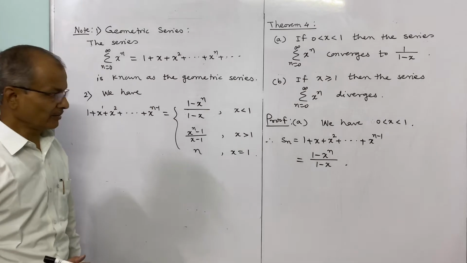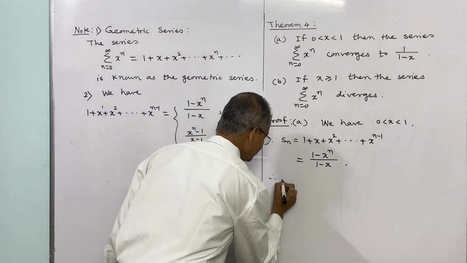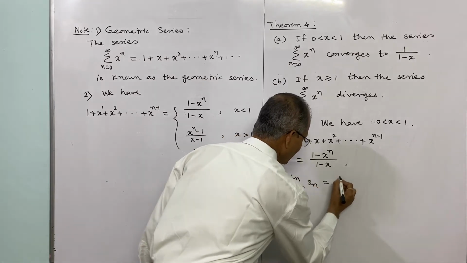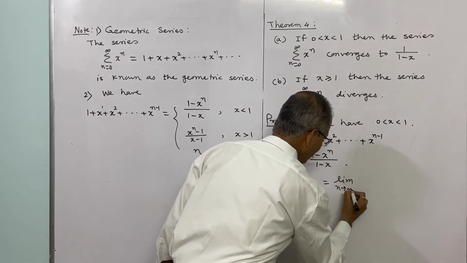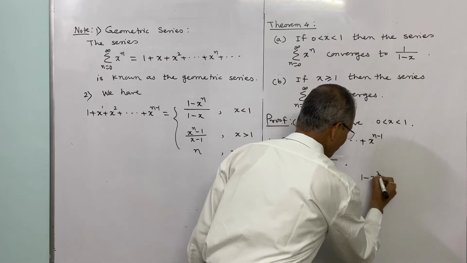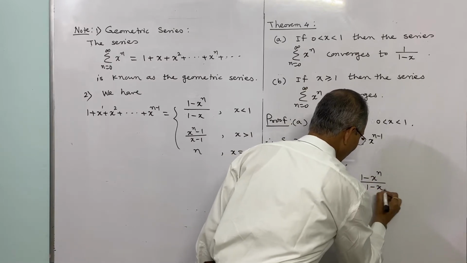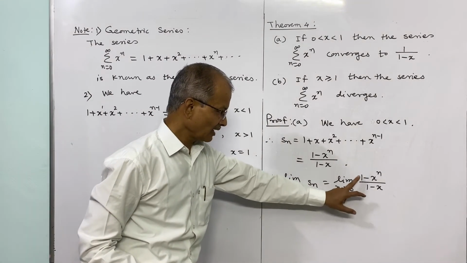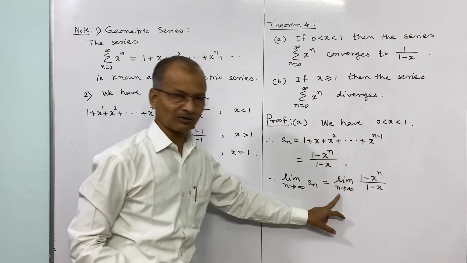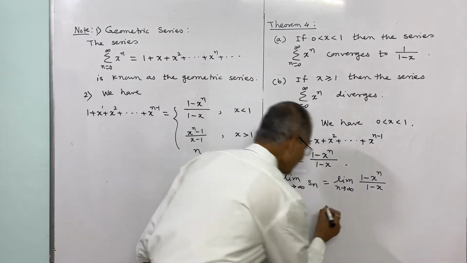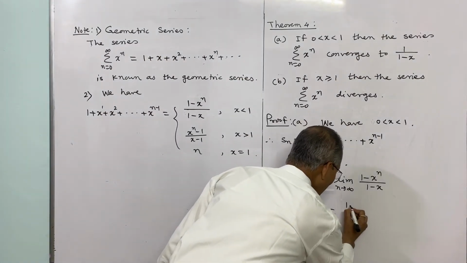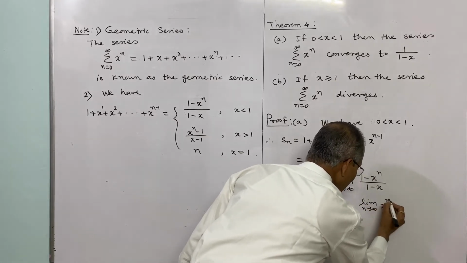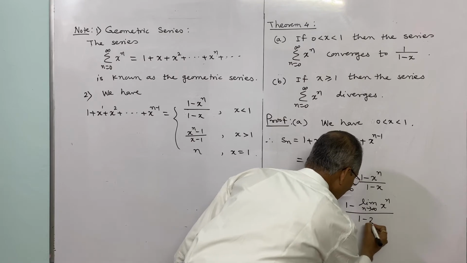Now we shall take its limit. Therefore the limit of Sn as n tends to infinity is equal to the limit as n tends to infinity of 1 minus x to the power n divided by 1 minus x. And you see, if we take this limit, then 1 and x are constant with respect to this limit. So therefore this will be 1 minus the limit, we have to take for this term, as n tends to infinity of x to the power n, divided by 1 minus x.